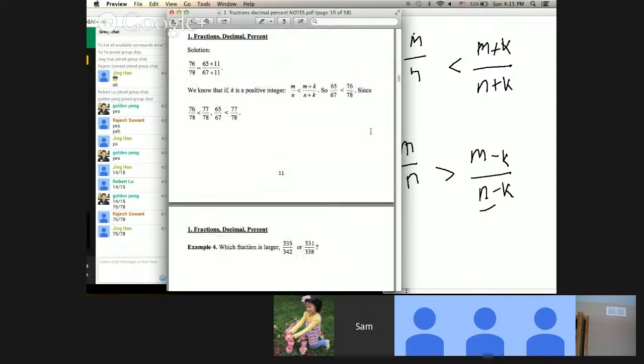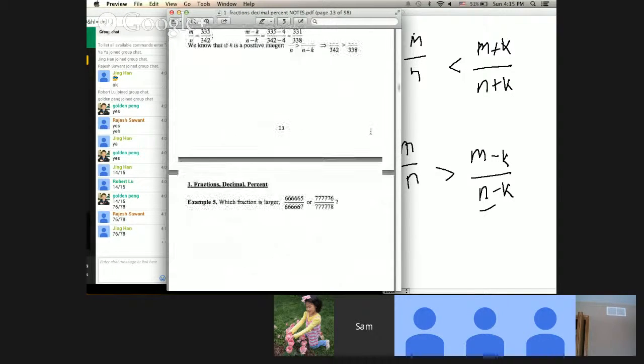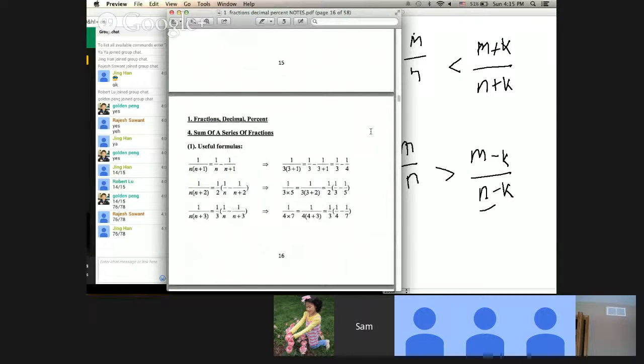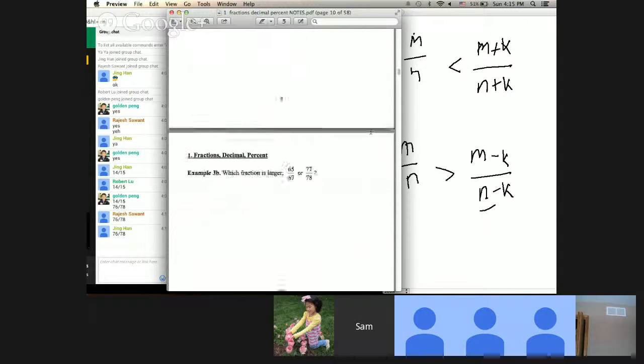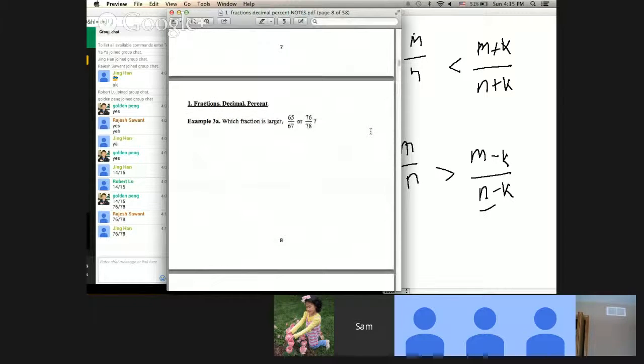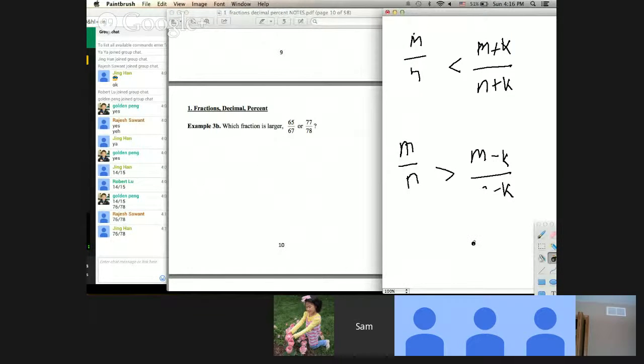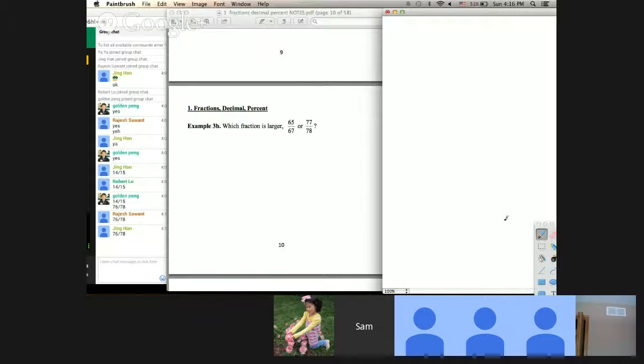We'll skip that one. Okay. Let's go back. Okay, so knowing that, see if you can do example 3b. So remember, if you add something to the top and the bottom, it's going to be smaller, and if you subtract something, it's going to be larger. So both to the top and the bottom. You can also use cross multiplication, but I think that'd take a bit longer.